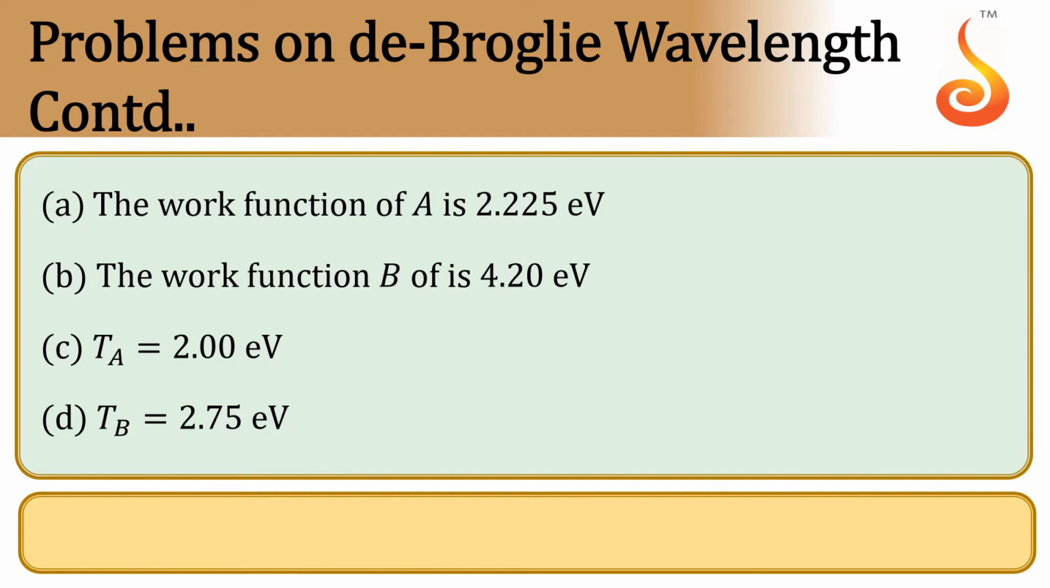Option A, the work function of A is 2.225 electron volt. Option B, the work function of B is 4.20 electron volt. Option C, the kinetic energy Ta is equal to 2 electron volt. And option D, the kinetic energy Ta is equal to 2.75 electron volt. So let us do this.